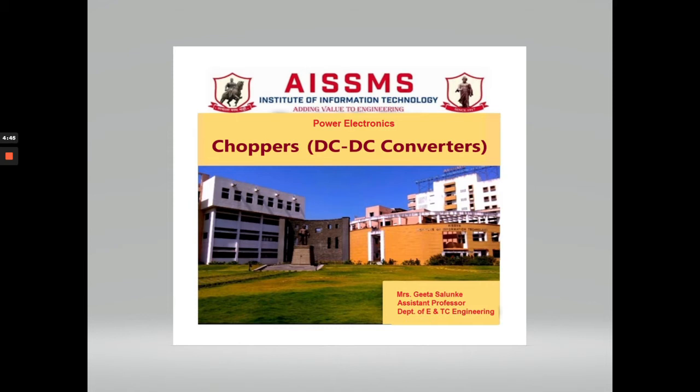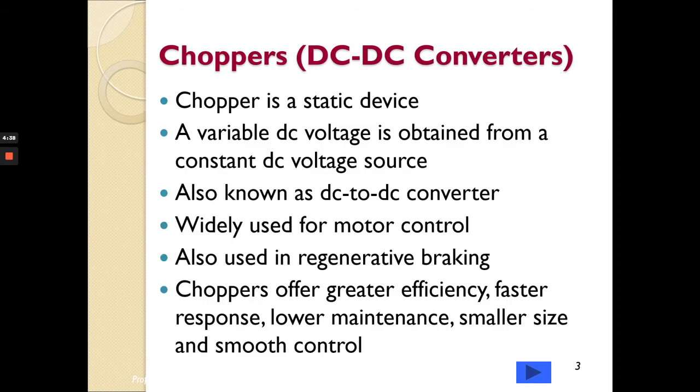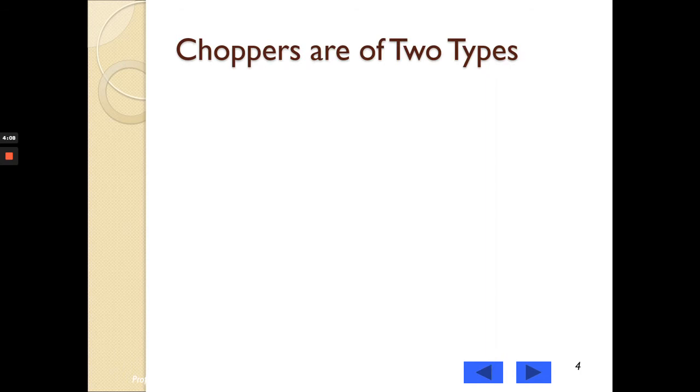Today I am going to explain choppers, that is DC to DC converters of power electronics. Chopper is a static device. In a chopper, a variable DC voltage is obtained from a constant DC voltage source, also known as a DC to DC converter, and it is widely used for motor control. It is also used in regenerative braking. Choppers offer greater efficiency, faster response, lower maintenance, smaller size, and smooth control.